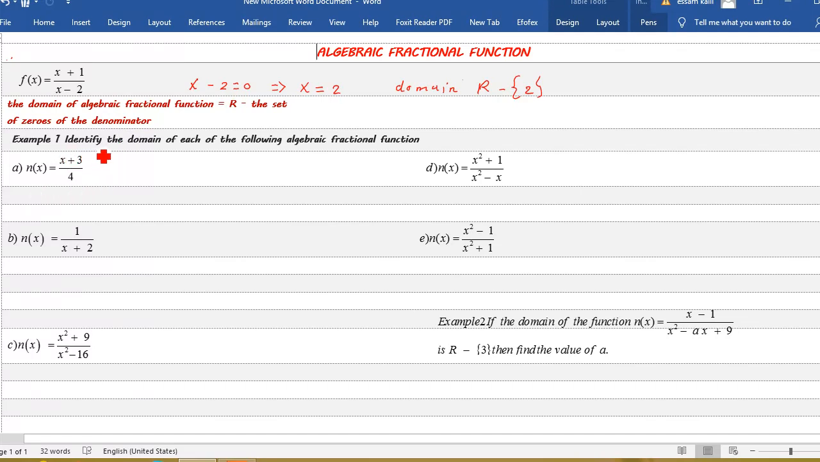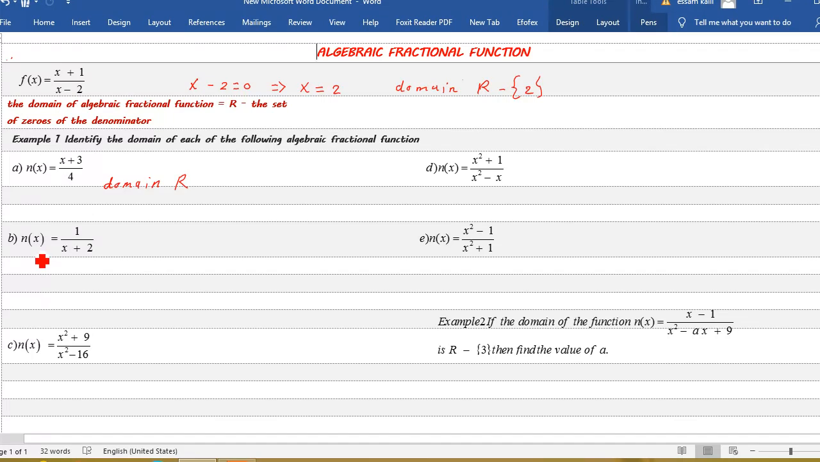Example 1. Identify the domain of each of the following algebraic fractional functions. n of x equal x plus 3 over 4. What is the number that makes the denominator equal 0? Does not exist. يعني مفيش. يبقى then the domain equal what? Equal R.